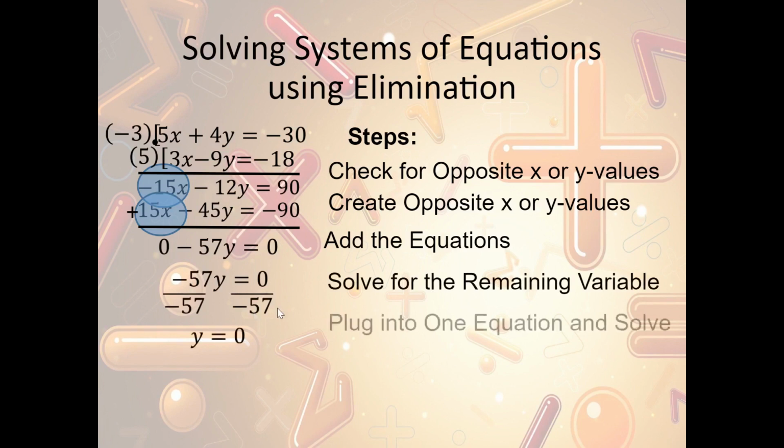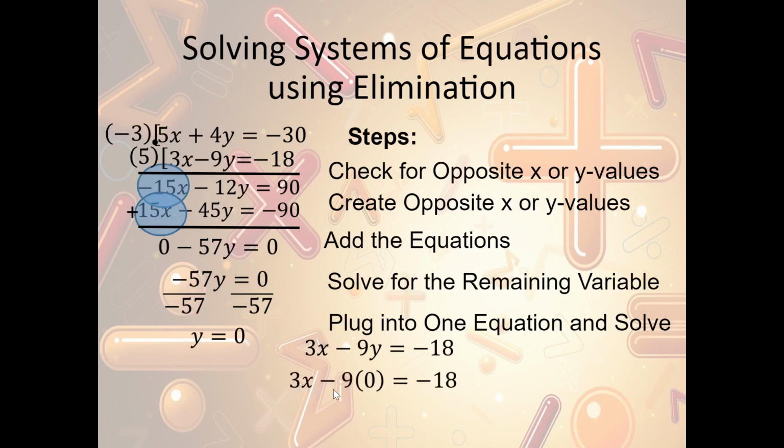Now I'm just going to plug that back into one of the equations and solve for x. So it doesn't matter, I can use any of the 4 equations now that I created. So I'm just going to use this one. So I have 3x minus 9y is equal to negative 18, but y is equal to 0. So I plug that in.